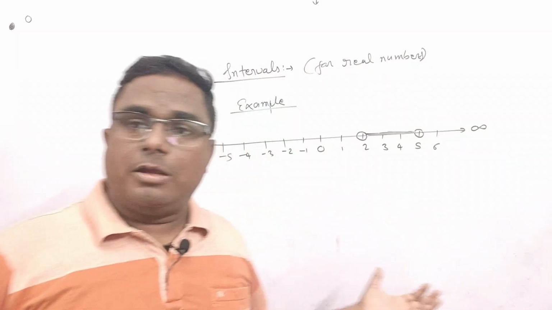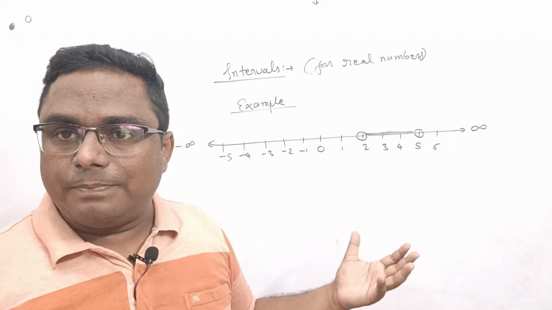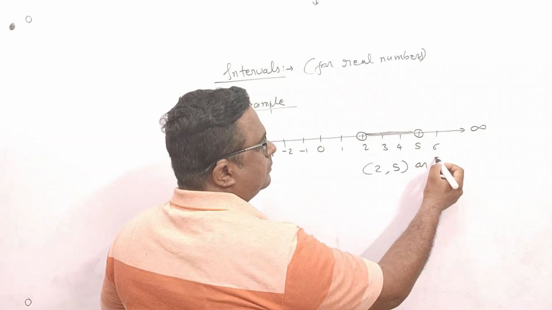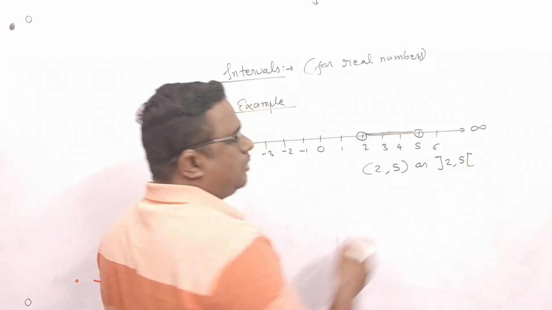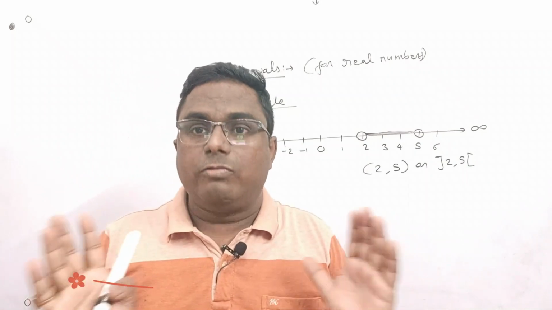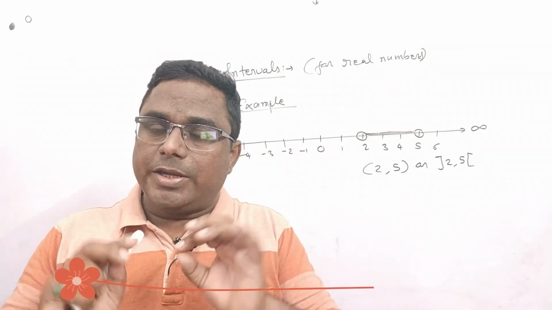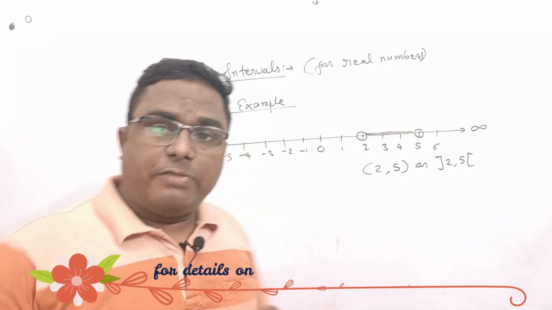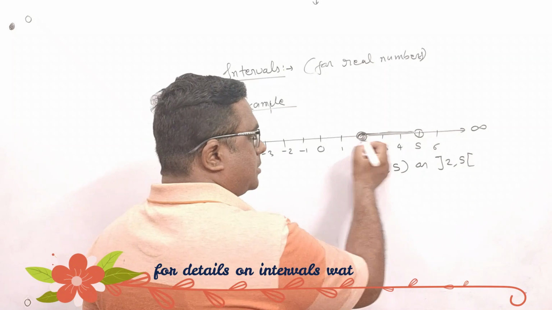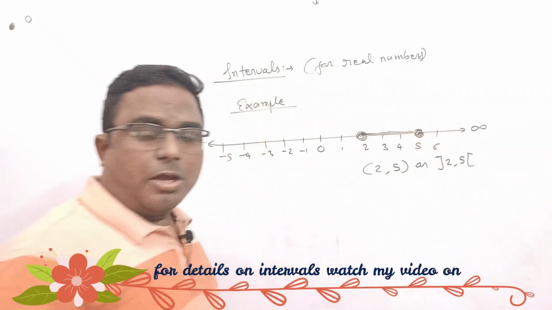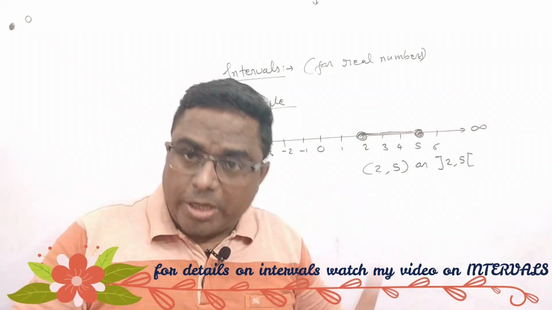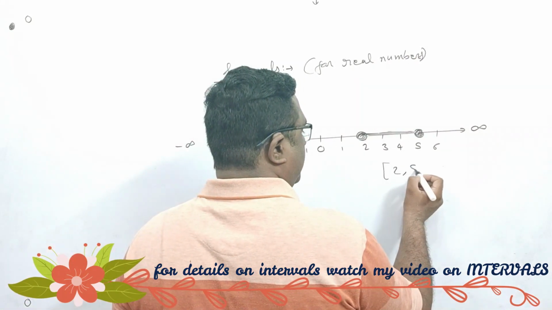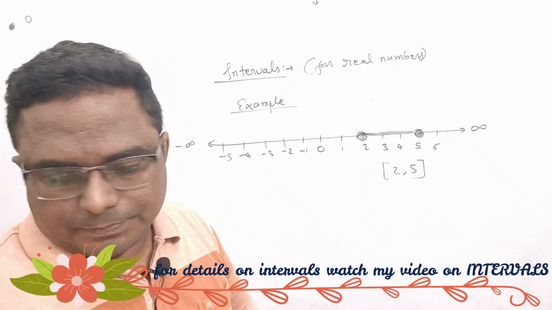So what type of interval is this diagram representing? This is representing the open interval (2, 5). Why? Because I am not including 2 and 5. I am just taking the real numbers between 2 and 5. That's why it is the open interval (2, 5). And if I fill the circles, I am including 2 and 5, so now this will represent the closed interval [2, 5].